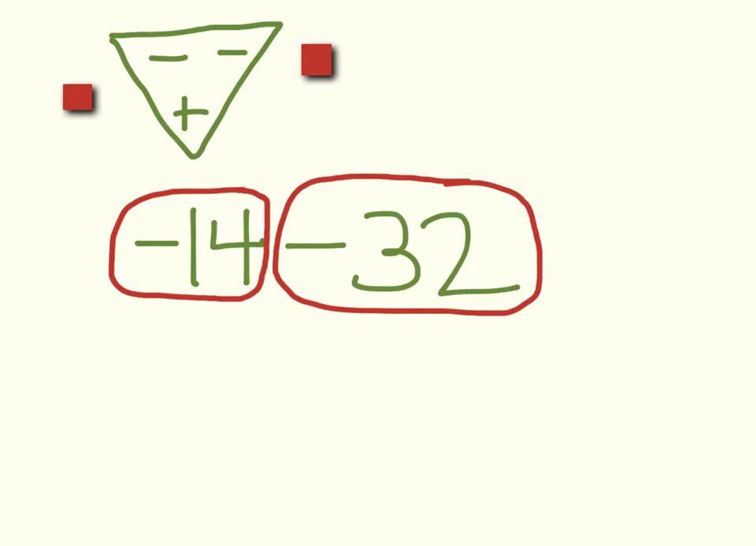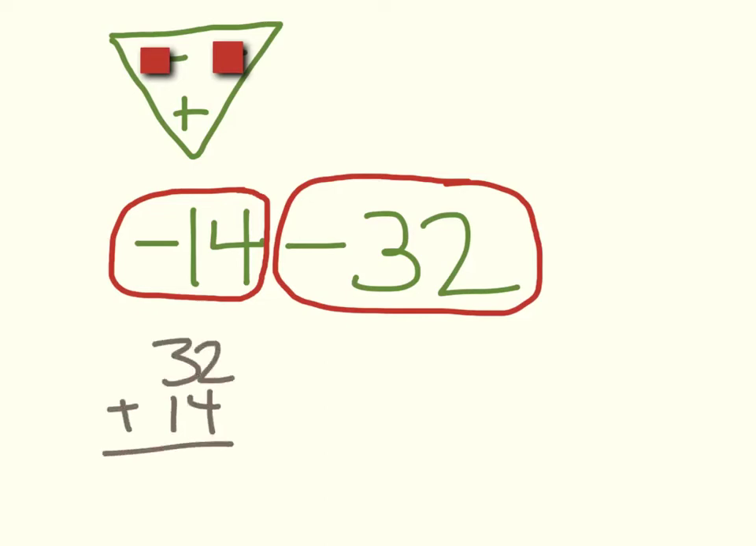So I have two negative numbers, so I'm going to cover those up. A negative number and a negative number. So now the fox is telling me I need to add these two numbers together. That's exactly what I'm going to do. I'm going to take 32 plus 14 together. 4 plus 2 is 6. 3 plus 1 is 4. So my answer then is 46.